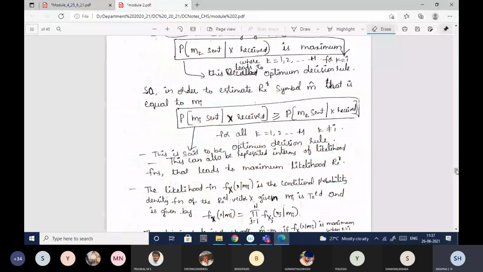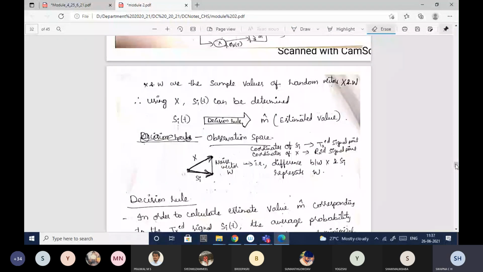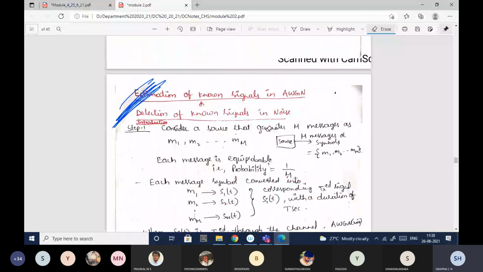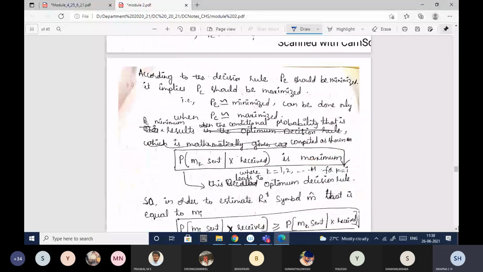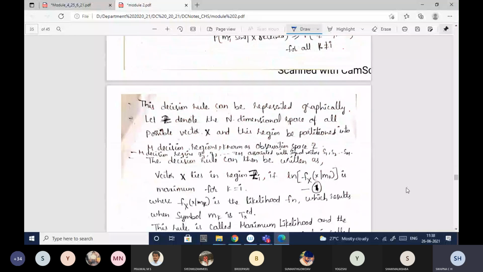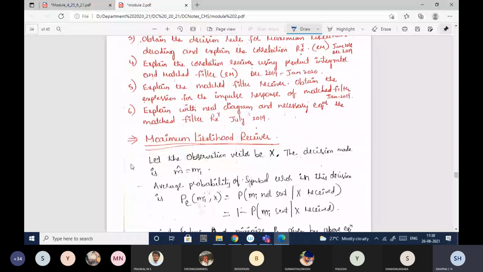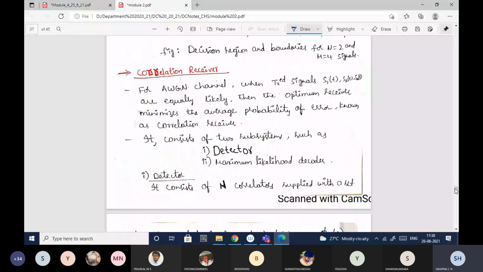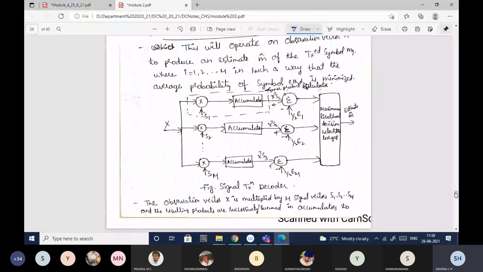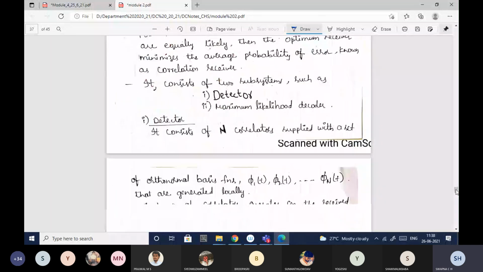So your syllabus starts from this point, estimation of known signals in AWGN. From here it starts. So all this is nothing but the introduction only. Otherwise the actual thing starts from this maximum likelihood decision rule. Then after this you have the correlation receiver, where you'll have the maximum likelihood decoder and the detector.